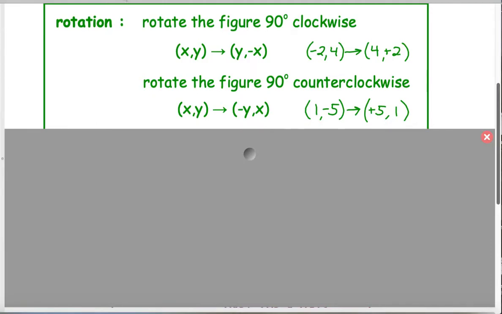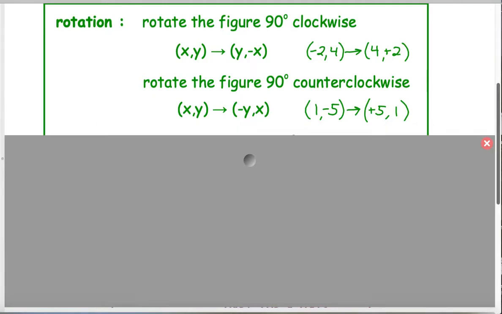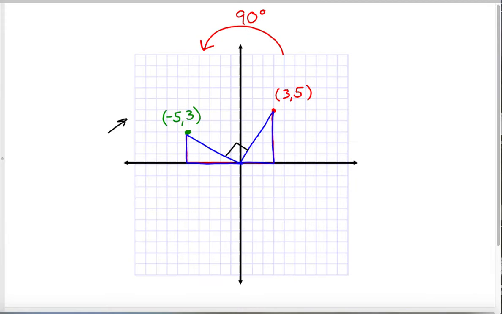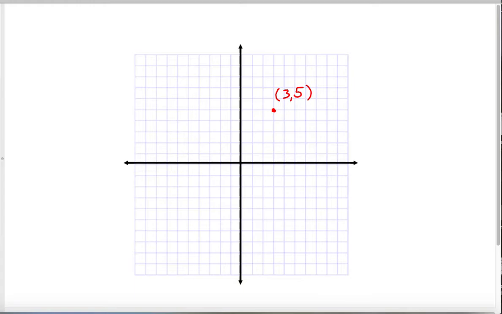All right, so we've done 90 clockwise, 90 counterclockwise. The other one we did was 180 degrees. And notice, you don't even have to say clockwise or counterclockwise, because you could go either way and you'll still wind up at the same point. So let's go back to our original. And this time we want to go 180 degrees. You could think of that as going 90 degrees twice.